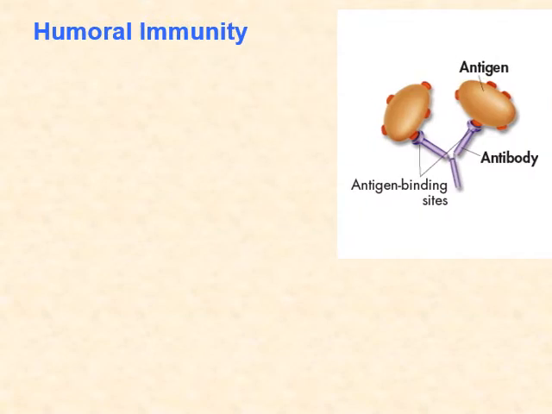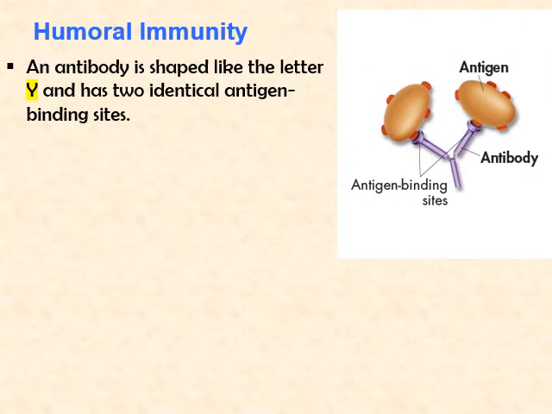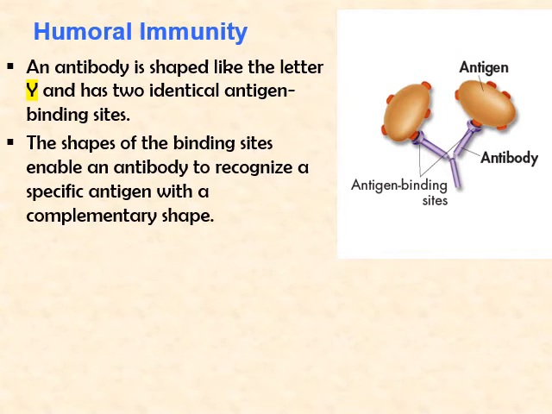As we discussed earlier, B cells produce antibodies. As you can see on the diagram on the right, the antibodies have this type of shape. They look like the English letter Y, and they have two identical antigen binding sites. Two identical antigen binding sites here. The shapes of the binding sites enable an antibody to recognize a specific antigen with a complementary shape.